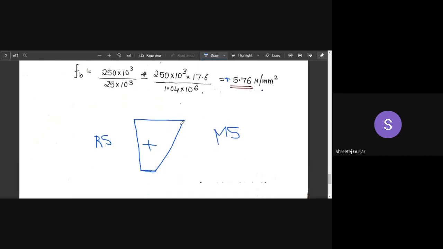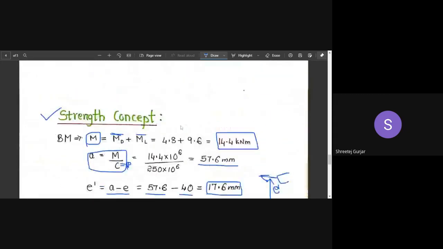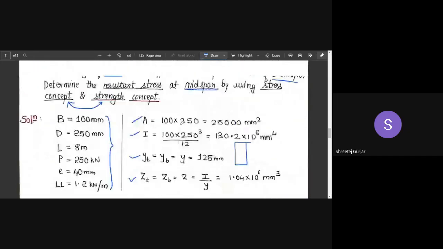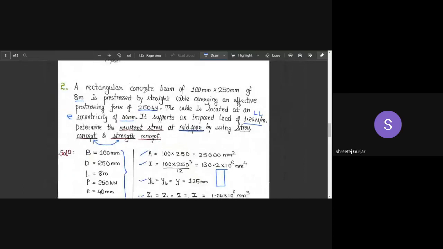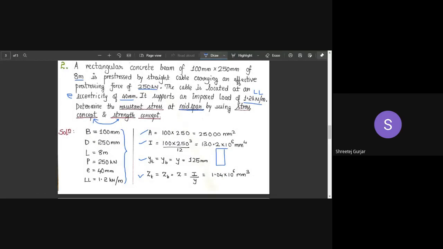Okay, so this is regarding your second numerical. I hope this is clear. If anything is not clear, just let me know, I'll explain. Clear, sir. Clear. Others? Others, very easy problem. Others?